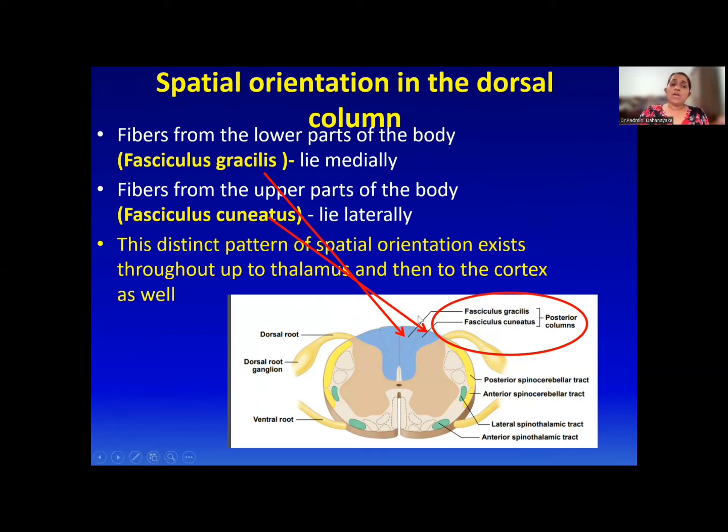Fibers from the upper parts of the body lie in the fasciculus cuneatus, that is more laterally. If it is more centrally, that is called fasciculus gracilis. Can you understand?